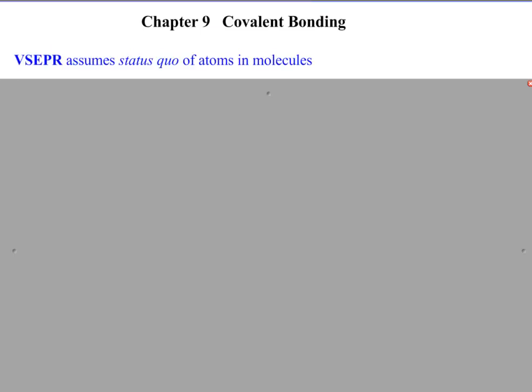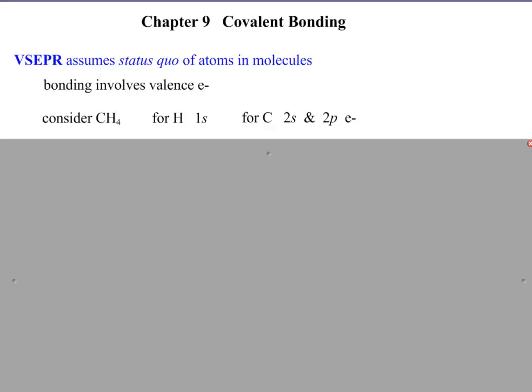All right, VSEPR theory is pretty good. It is a model, but it doesn't cover all the bases, because VSEPR theory assumes that the electrons in the atoms don't change. So the atoms don't change, the electrons don't change, and everything is the same. We take a look at methane. We have a central atom, carbon, and then 4 hydrogens surrounding it. Hydrogen has one s electron. Carbon has two s electrons and two p electrons. So if we're going to do the orbital diagram, it'll look like this.